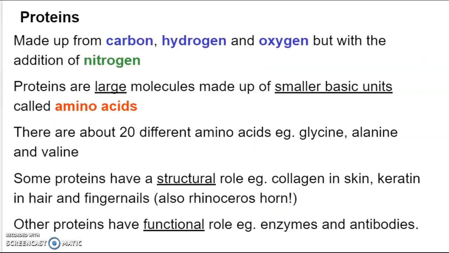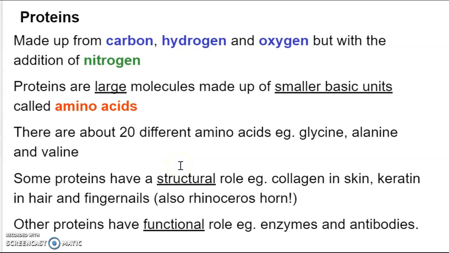And then proteins, again, made from carbon, hydrogen, oxygen, but this time we have a little bit of nitrogen there. Now, these are large molecules, really big, and they're made from things called amino acids. Now, there are about 20 different amino acids, and they can have lots of different roles.